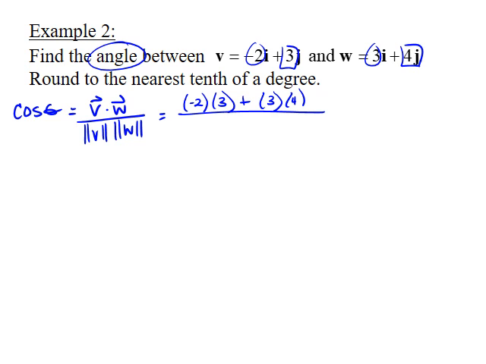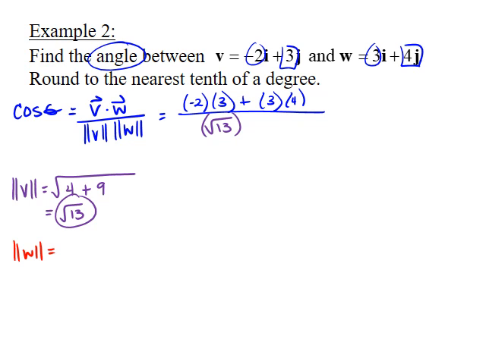We should probably take a moment to find each of those magnitudes. To find the magnitude of v, we've done this a gazillion times. We'll take -2 squared, which is 4, plus 3 squared, which is 9. This gives me the square root of 13. So the magnitude of v is the square root of 13. The magnitude of vector w is 3 squared plus 4 squared, which gives me the square root of 25, or 5.